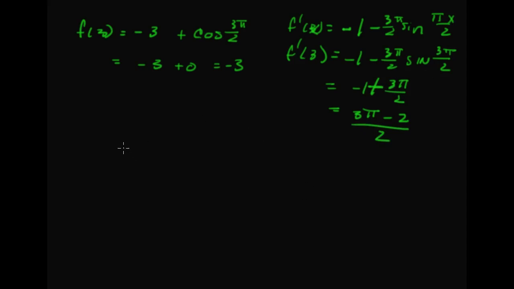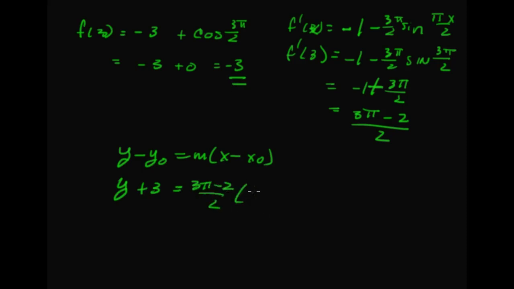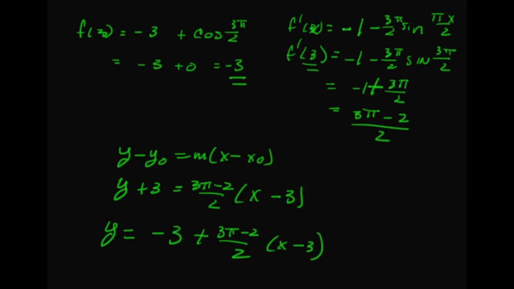So y minus y naught is equal to m times x minus x naught. So it's y plus 3, that's this one. The m is 3 pi minus 2 over 2 times x minus 3, that's the x value. It's probably a good idea to put the y by itself. Alright, and that's the answer to part B.